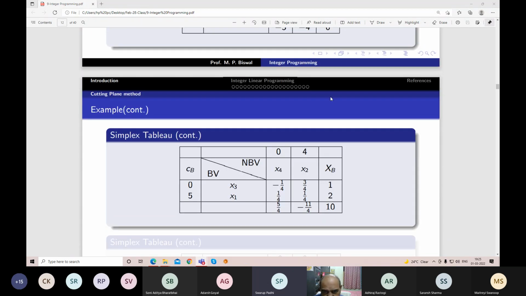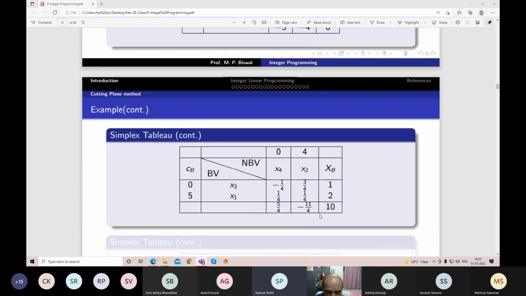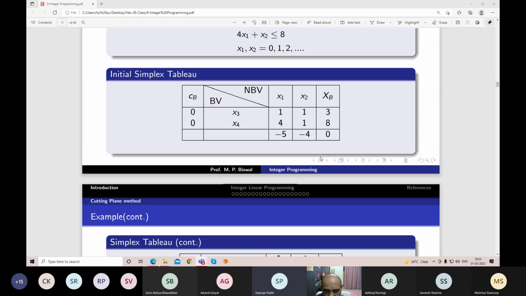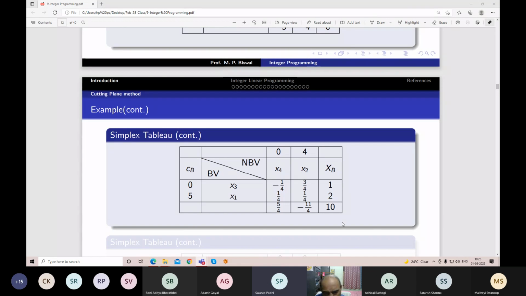Okay. So then next table. This is actually the initial simplex table. Okay. That is the first table, you can say table number 1, table number 2, next table. What is the value of the basic variables? Now tell me. What is the value of the basic variable? 1 and 2. 1 and 2.